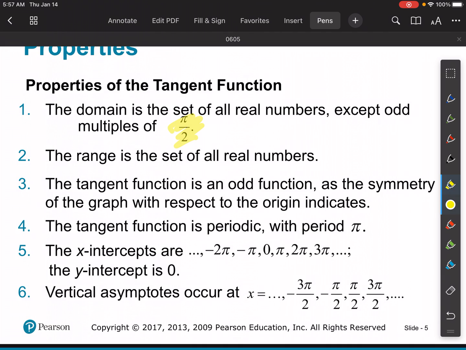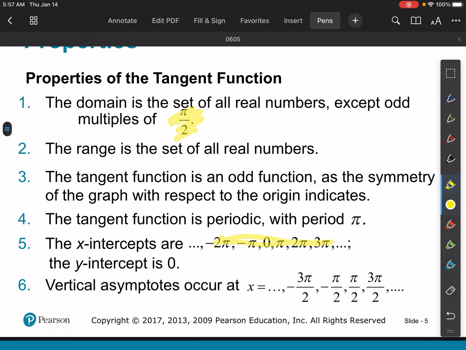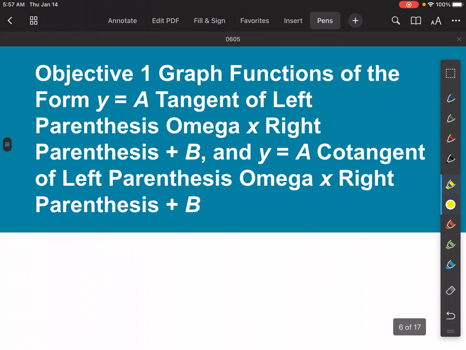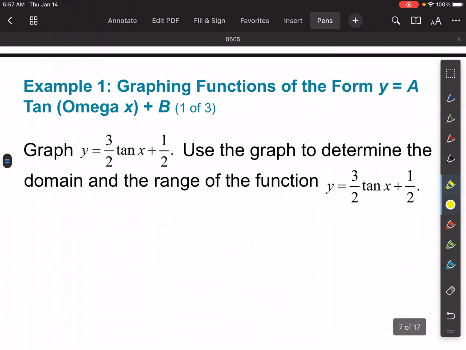Odd multiples of pi over 2 are where we have all of those asymptotes, because that's what makes the slope go to infinity: the denominator goes to 0. The x values go to 0, right? So at 90 and at 270. Okay, so the x-intercepts there, as I just talked to you guys about, are just intervals of pi. We have a y-intercept that happens at 0. Okay, so those are some properties that you might want to jot down. But you really don't need to because, if you know your definitions right, you're going to be fine graphing this thing. Okay, so let's look at objective 1 here, which is graphing a tangent function that's been modified.